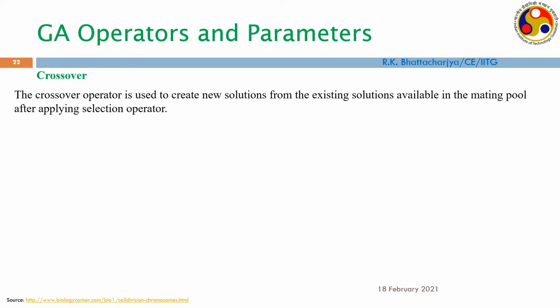Now let us see crossover. What is crossover? The main purpose of crossover is to create new solutions, because the selection operator is not giving you new solutions. It is giving multiple copies of the better solution, and you are eliminating the inferior or worse solutions from the pool, but you are not getting a new solution.